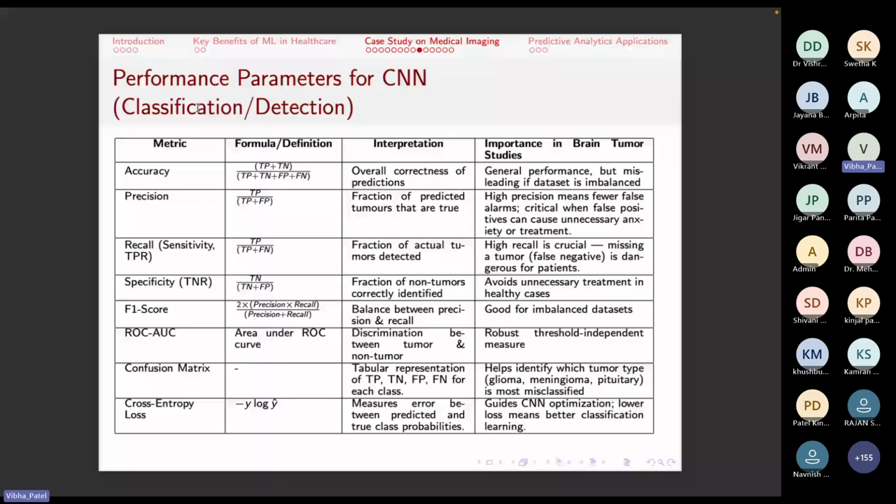But if you received a good accuracy in spite of the fact that the data is imbalanced, you should also offer using some other measures as well. The other metrics that you can use is precision, which is a fraction of predicted tumors that are true. If you see the numerator and the denominator, TP and TP plus FP.